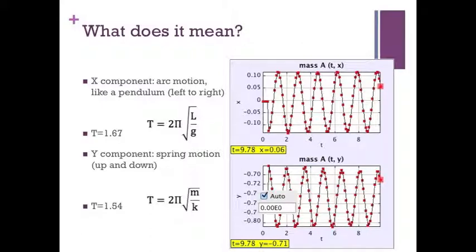For the x component, it moves in an arc-like motion like a pendulum from left to right. The y component of the motion is spring-like and moves up and down. The equations to calculate the period of the x component and the y component of the motion are different, and the period for the x component is greater. Since the equations to calculate the period for the x component and y component of the motion are completely different, the resulting periods should be very different, as mine are.